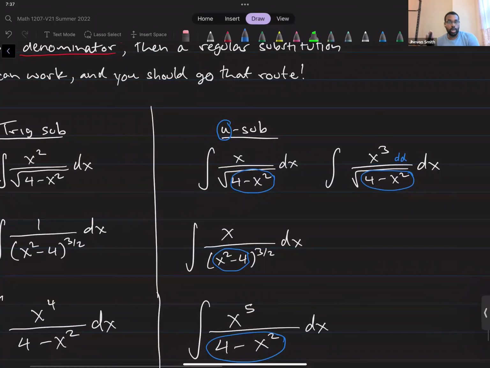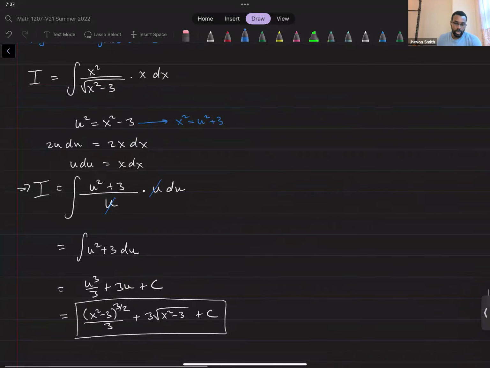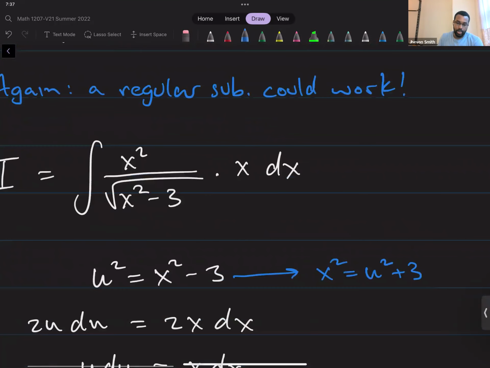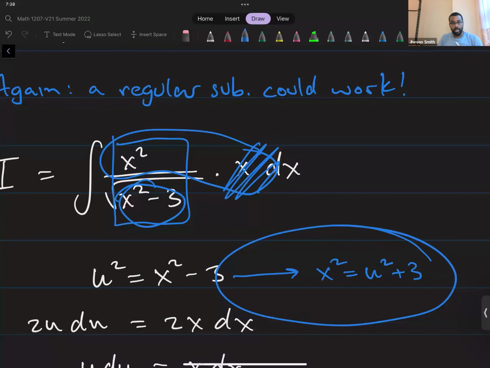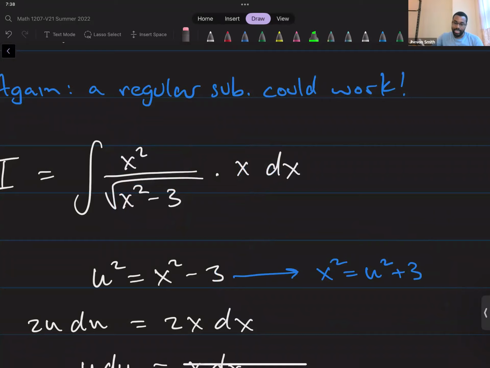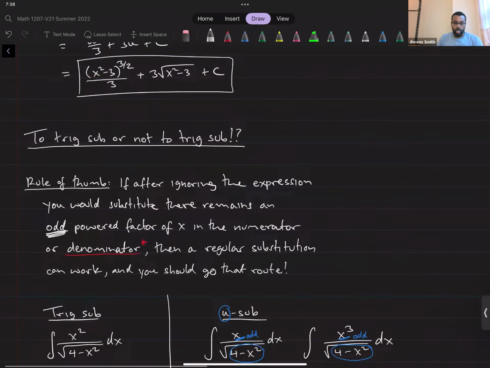Once you see an odd power elsewhere, a regular substitution is going to work. Don't think trig sub. Because you can always factor off an x that, once you do your substitution, gets rid of. And because these are both even powers, you'd be able to solve for one in terms of the other and rewrite it. So you'd always be able to do something like this. Once you can do that, you're going to get something that's easier to deal with as a regular substitution. You won't need the trig sub.